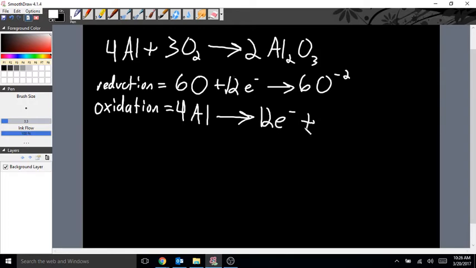I just need to figure out what charge that aluminum has afterwards. So I have 4 aluminums. Together they give up 12 electrons. To figure out how many electrons each aluminum gave up, I just take 12 divided by 4. So that tells me my 4 aluminum atoms are now positive 3 ions. So essentially 12 divided by 4 gets you 3, and that's the charge on each of those aluminums. Now we can write the net ionic reaction.